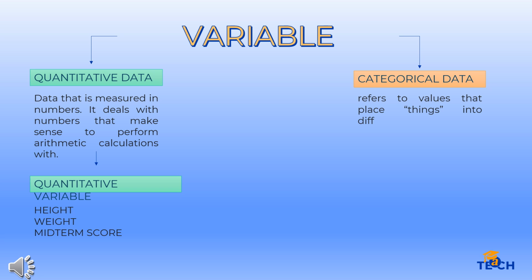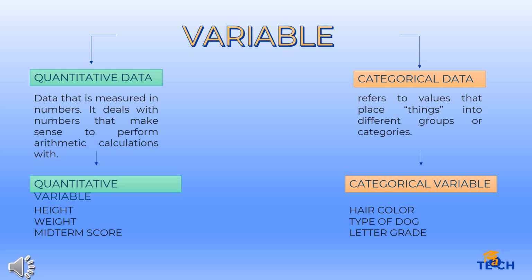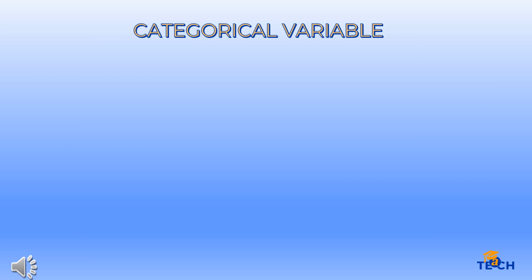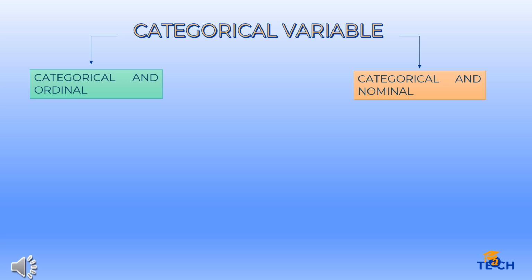On the other hand, categorical data refers to values that place things into different groups or categories. Categorical data comes from categorical variables. Examples include hair color, type of dog, and letter grade. There are actually two types of categorical variables. There is categorical and ordinal, and there is categorical and nominal.